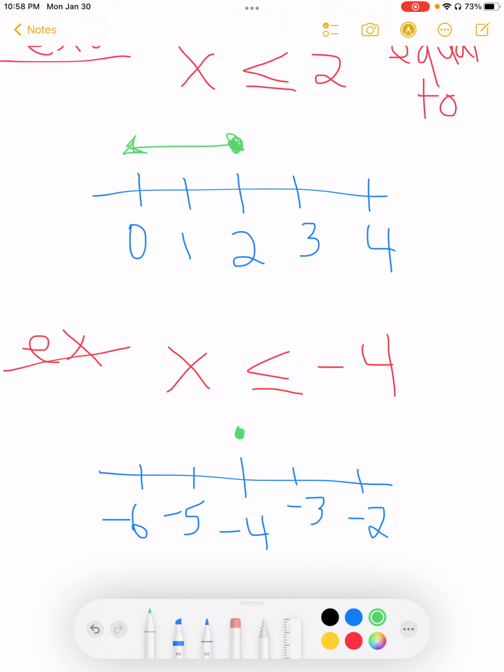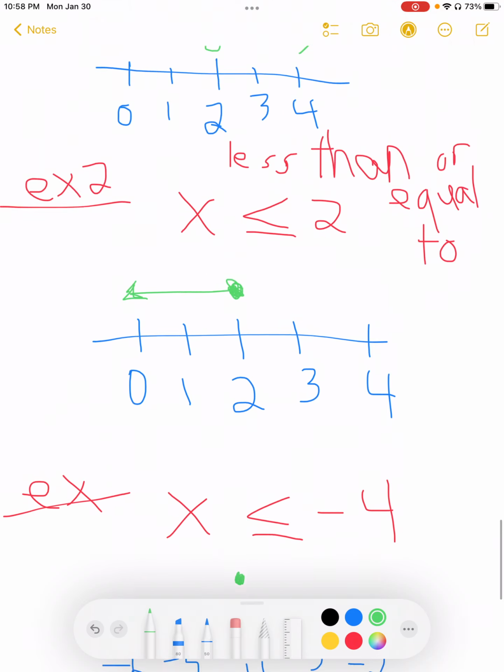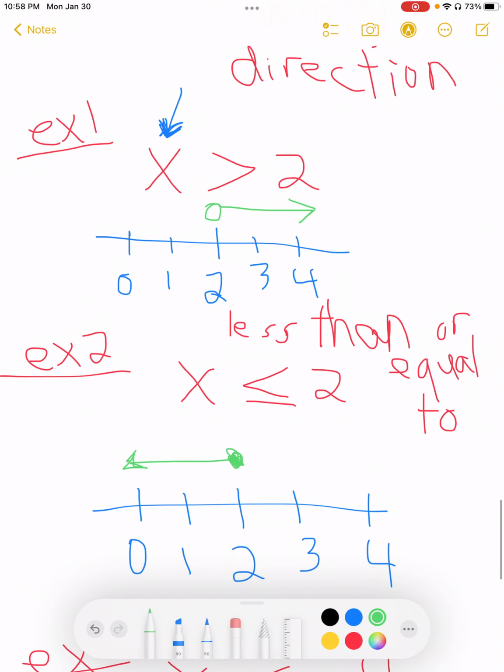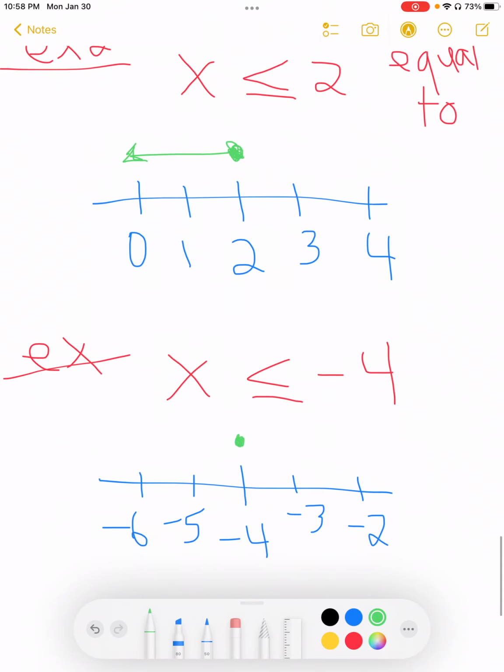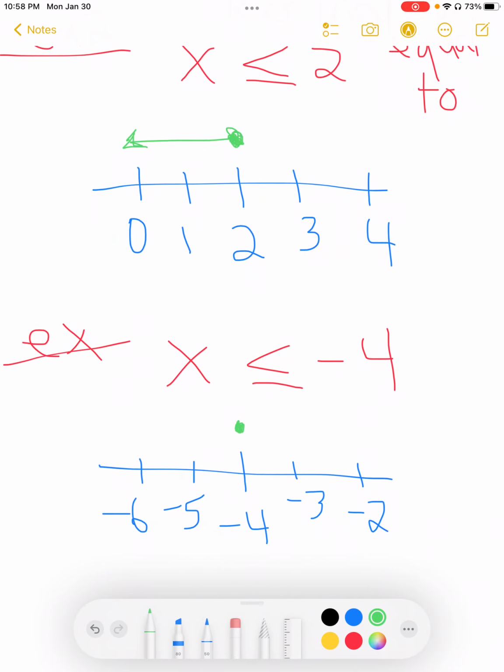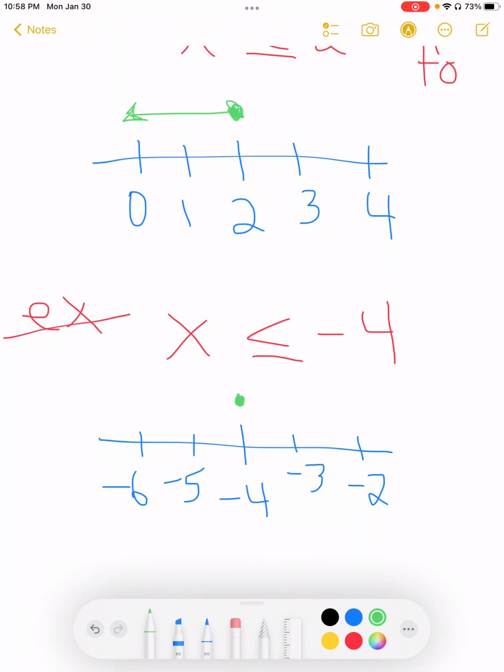So I'm filling in my circle, and I say, okay, x is less than. If it's less than, it's always going to be to the left, just like my example up here. In my first one, x was greater than 2, so I'm going to the right. X is less than, it's always going to be looking to the left. So this one's not complicated. I'm just going to take it from here, and I'm just going to go that way, okay? Just like that.